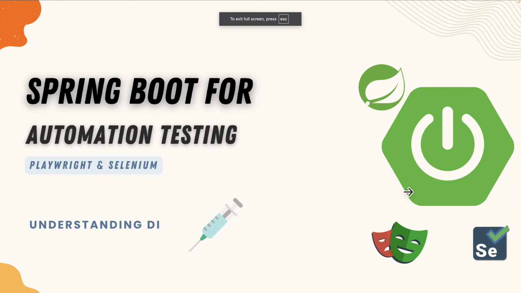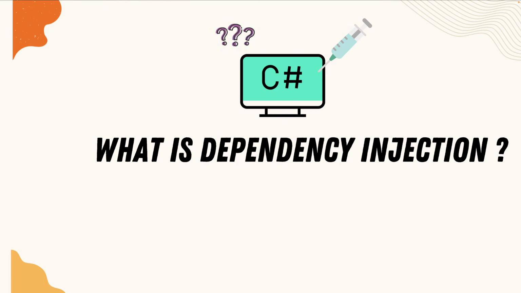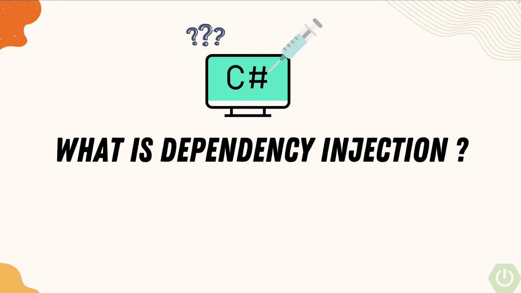We are going to understand what is a dependency injection in this particular lecture. So, what is this dependency injection and why is Spring Boot so good with dependency injection? Because we also saw in our last lecture that dependency injection is one of the key features of Spring Boot. So, what is dependency injection and how can we make use of it?